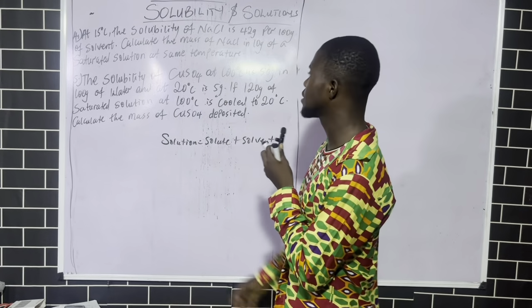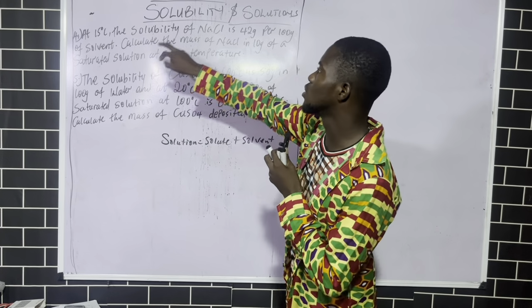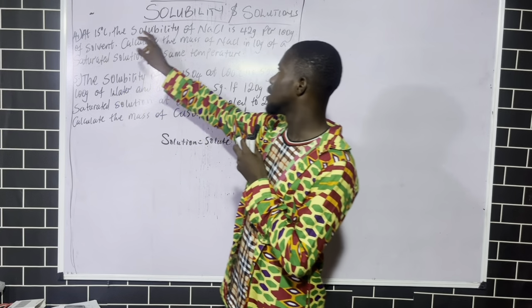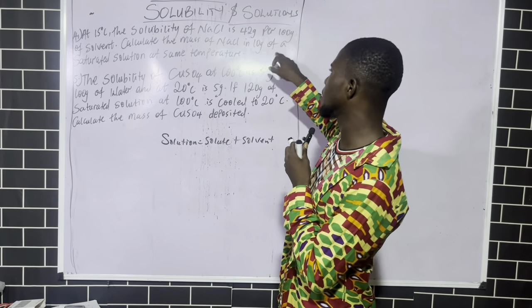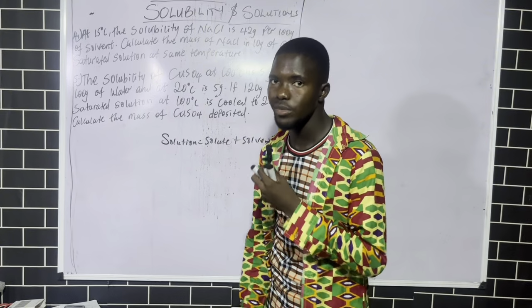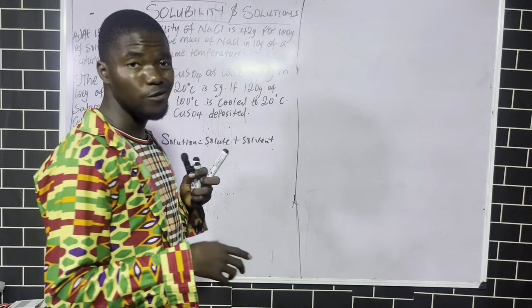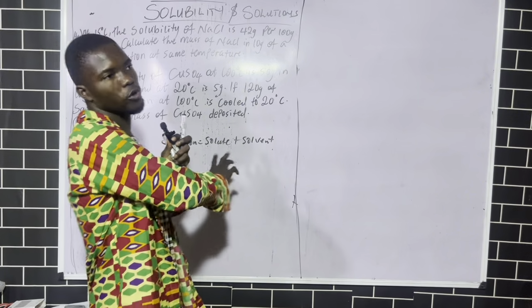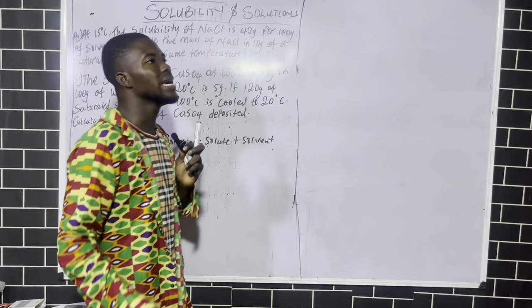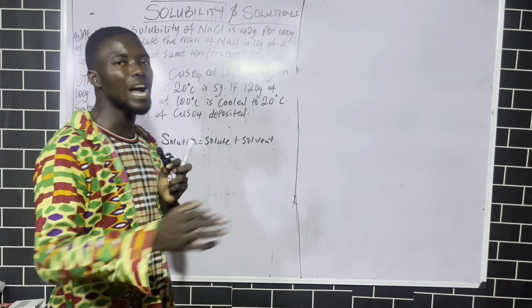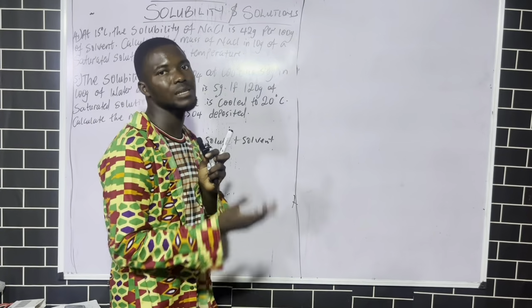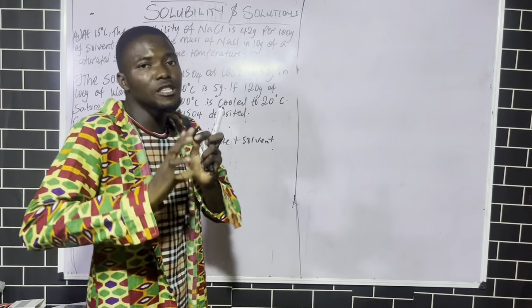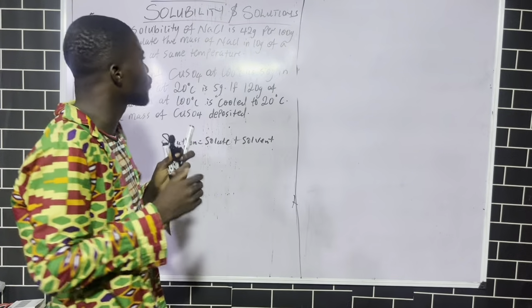Look at this question. It says at 15 degrees Celsius, the solubility of sodium chloride is 42 gram per 100 gram of solvent. Calculate the mass of sodium chloride in 10 gram of a saturated solution at the same temperature. This question is actually very easy. Remember the process we solved in the last one. I gave you a formula, and I said there are some questions like this for which that formula cannot work, because it talks about mass of solvent and mass of solute. But in this case, they don't give us mass of solvent and mass of solute. So there's a different approach we are going to use in solving this question.